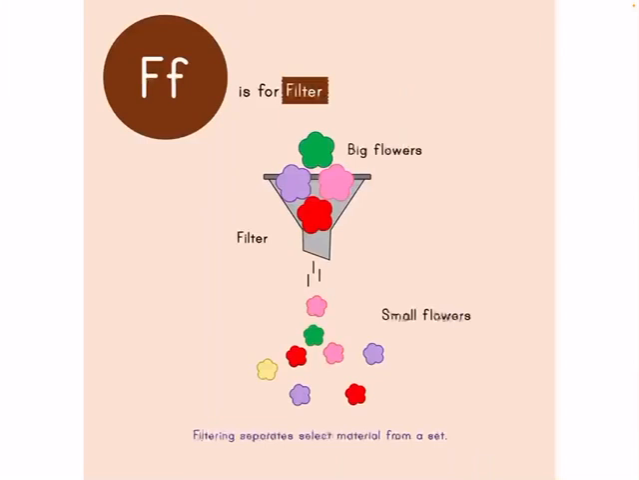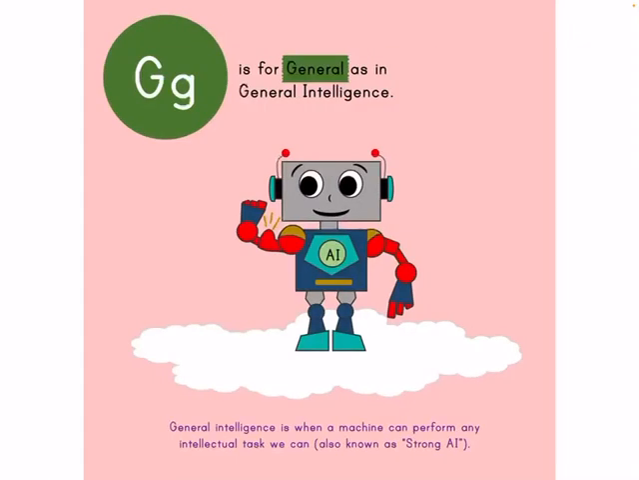What's a filter? A filter is one where you drop both the big flowers and the small flowers into the filter, and the filter only allows the small flowers to fall down, which means it has separated the big ones on top and let the small ones fall to the bottom. So filtering is a process that separates a select material from a large set of materials. It organizes materials. Yes.